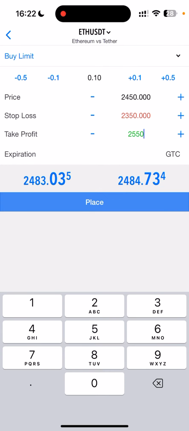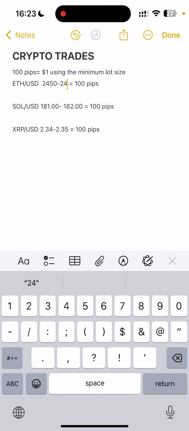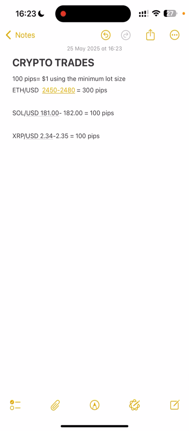So TP2 is 2550. Now, this is where it is very, very important, so that you do not use the wrong lot size. Like I said, guys, 100 pips equals $1 when you're using the minimum lot size. So for Ethereum USD, 2450 to 2460 equals 100 pips. If you were to use 2450 to 2470, that would be 200 pips. I'm sure you guys can now understand what I'm saying. 2450 to 2480 is now 300 pips. You understand? That's 300 pips.